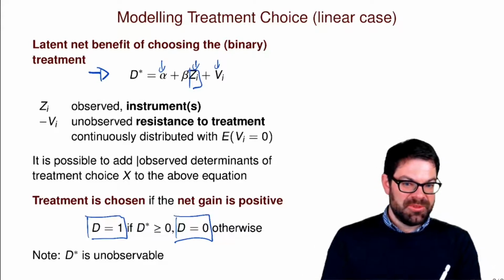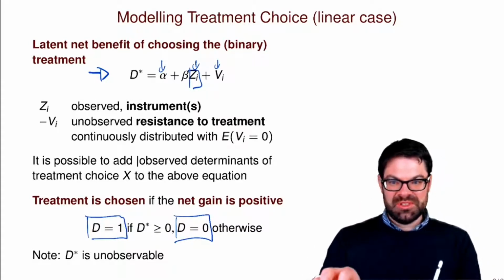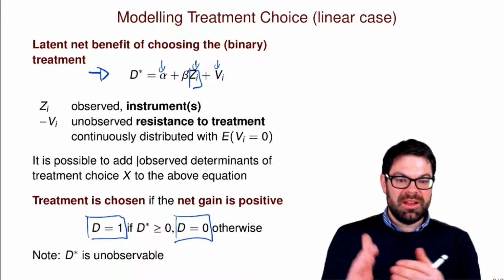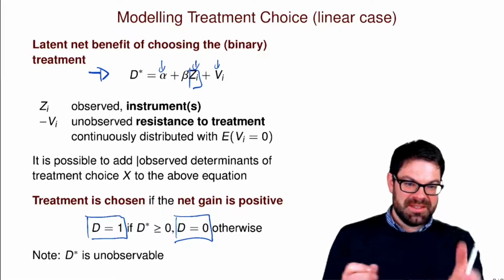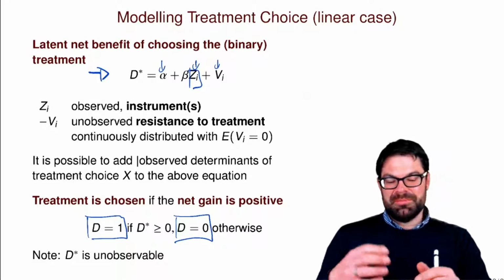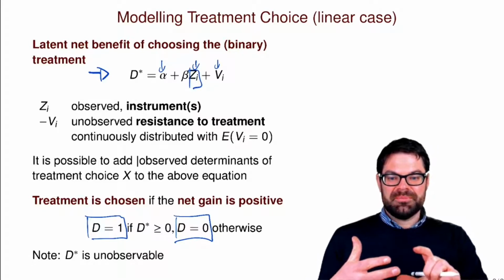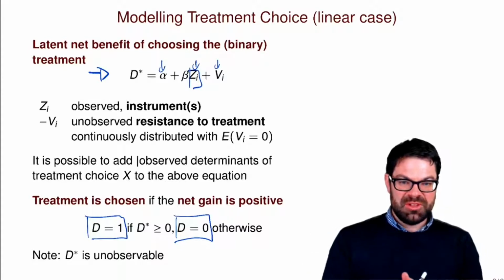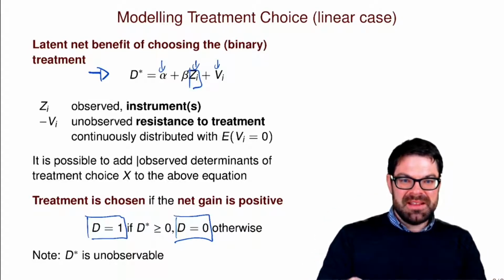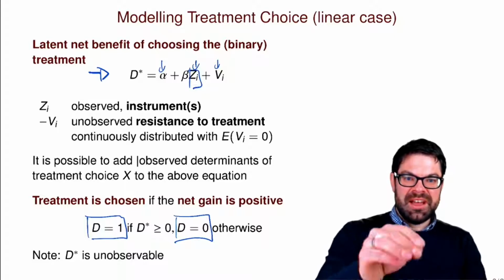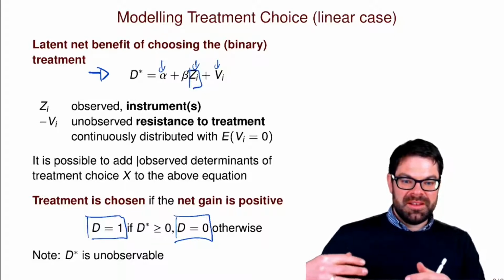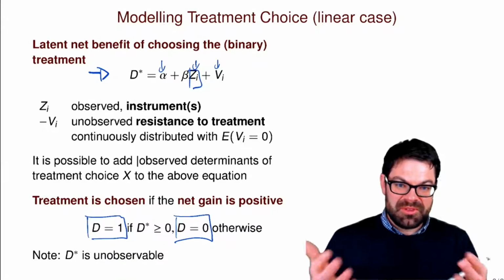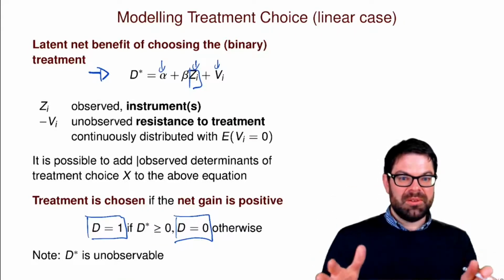So the idea is that if the gains from choosing the treatment are higher than the costs, the person will choose the treatment and otherwise not. Okay, so it's basically a revealed preference approach, or follows from a revealed preference theory, whereby if we see that someone has chosen the treatment, it must mean that the gains for that person must have been higher than the costs. And if someone has not chosen the treatment, then the costs must have been higher than the gains. That's the very basic idea.